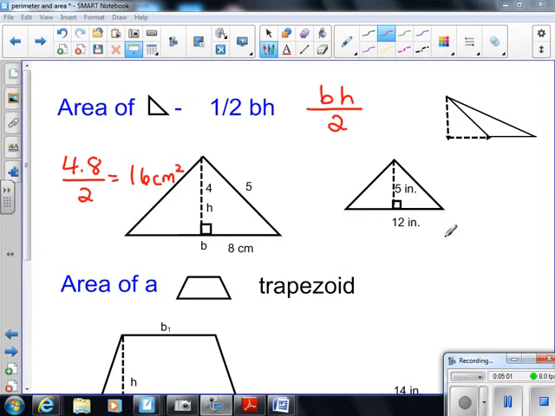That's right. Half of 12 is 6, times 5 gives you 30 square inches. Or I can write down 5 times 12, which I'd like to see, divided by 2, and then you get your 30 inches squared. And your label will be square units.